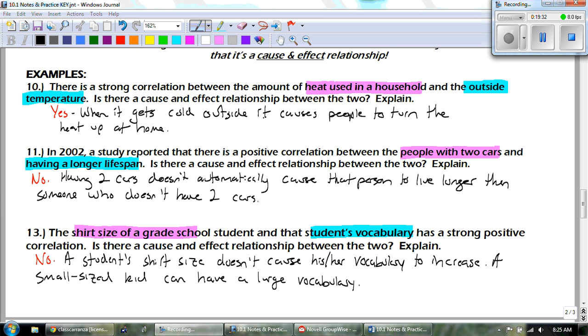Okay, so I said no. A student's shirt size doesn't cause his or her vocabulary to increase. A smaller sized kid can have a large vocabulary. So I know some of these can get tricky, but you really need to think about it. And if you're having trouble, please come see Miss Carranza or myself. We would love to help you out.